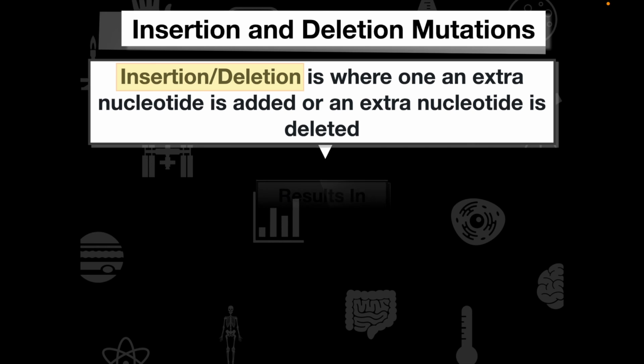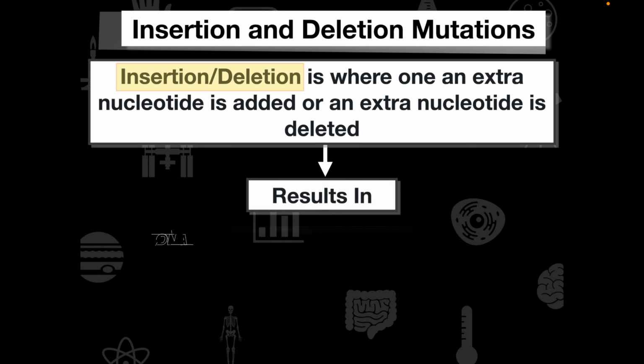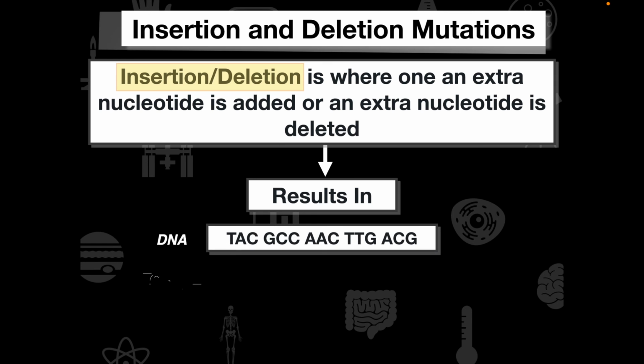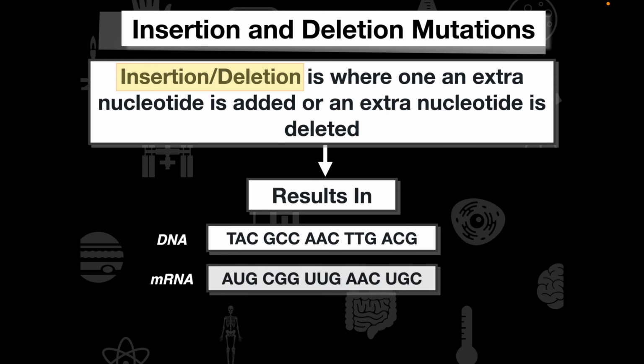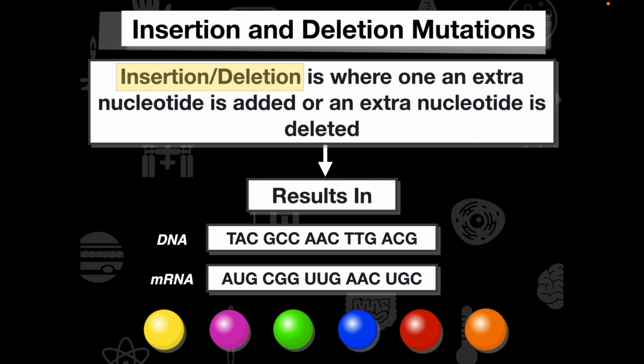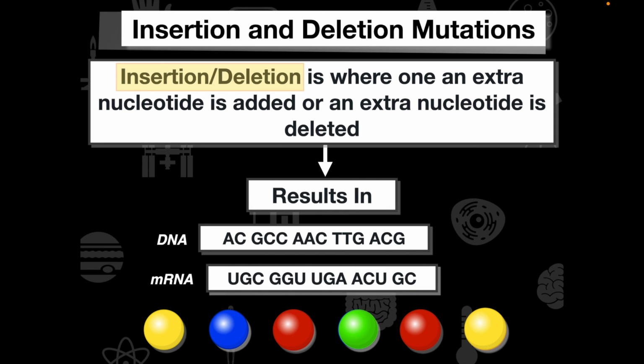an extra nucleotide is deleted. And this is going to result in a frame shift mutation. So what we see is the entire sequence is going to shift either to the left or to the right. When it shifts to the left or to the right, it's going to cause a new amino acid sequence to emerge.